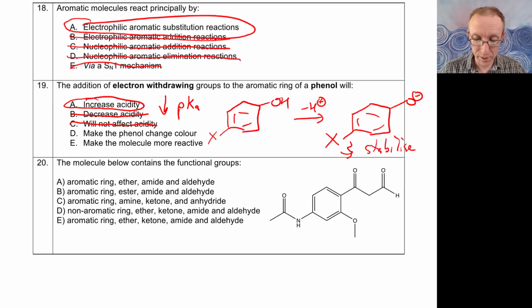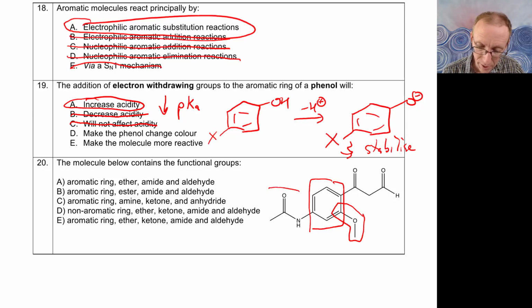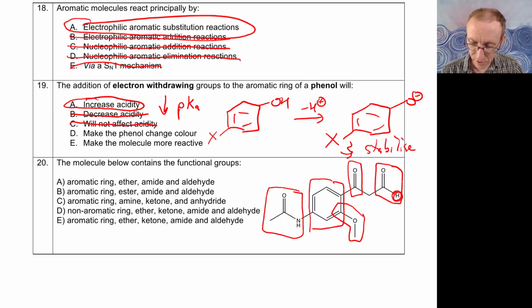The molecule below contains the following functional groups. So let's have a look. We've got an aromatic ring. We've got an ether, so we have two R groups attached to an oxygen. We've got an amide, which is a nitrogen group attached to a carbonyl group. We've got a ketone, and we have an aldehyde. So the aldehyde must have this hydrogen here. The ketone is where we have R groups either side. So there's our R groups. Just get rid of those. So we've got quite a few functional groups.